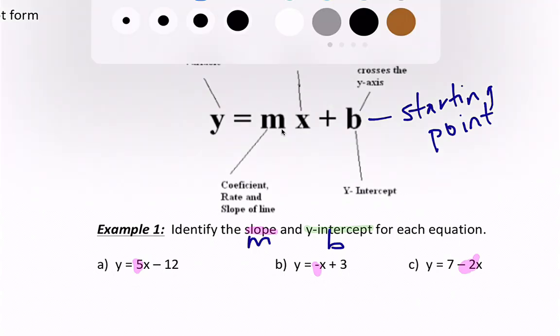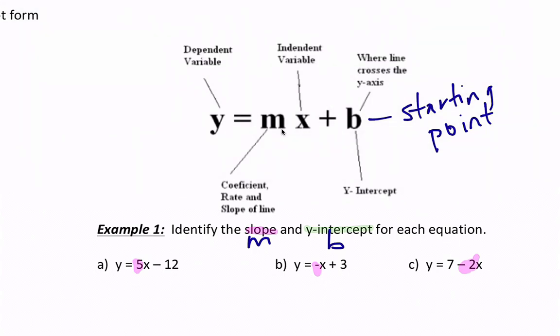So now let's find our y-intercepts. Your y-intercepts are the values that are by themselves, right? See how b is all by itself? So the number by itself on A is negative 12. On B, it's a positive 3. And on C, it's this positive 7.